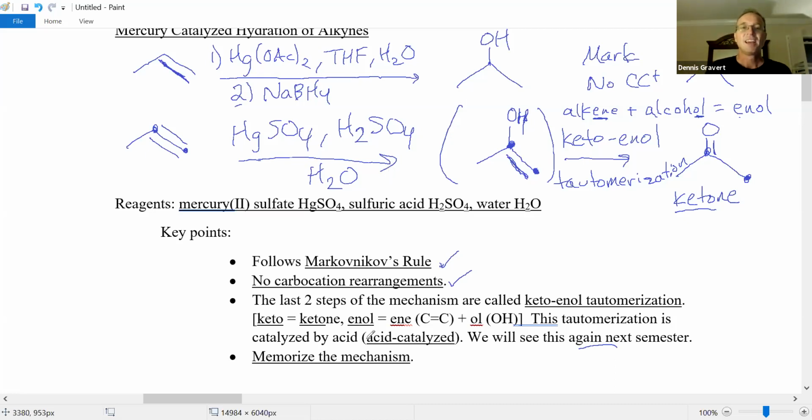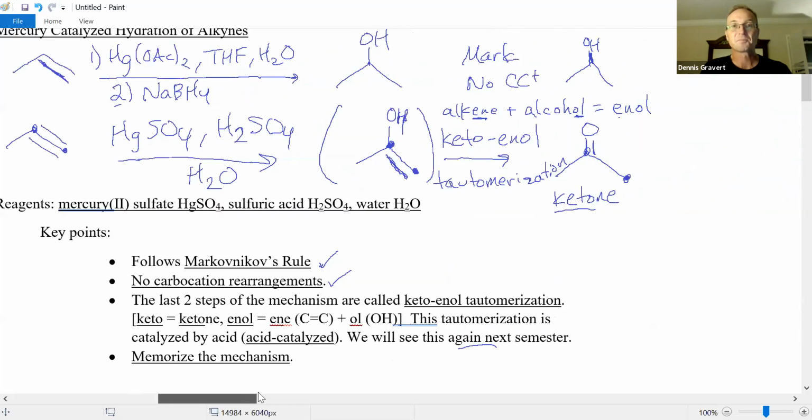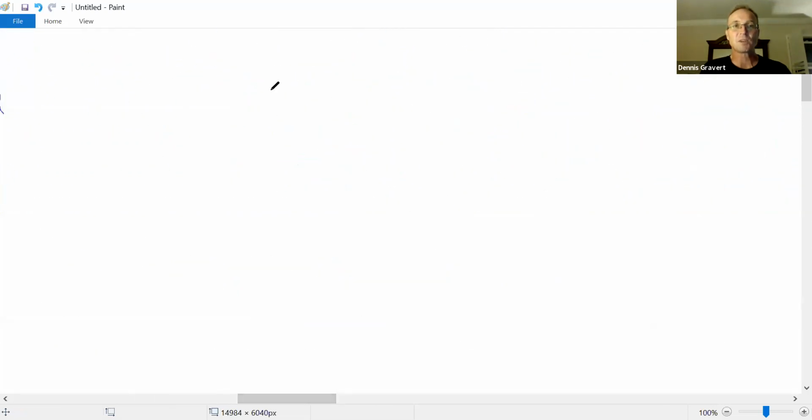Okay. You had to memorize the mechanism for oxymercuration, demercuration, and we still need to know the same mechanism here. It's called mercury catalyzed hydration of alkynes. So let's go over the mechanism. And as a review, why don't we review the mercury reaction of alkynes. So this is review.